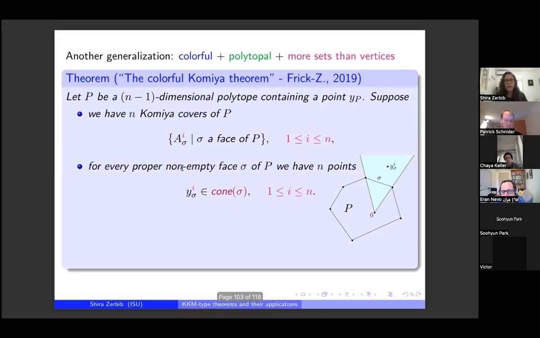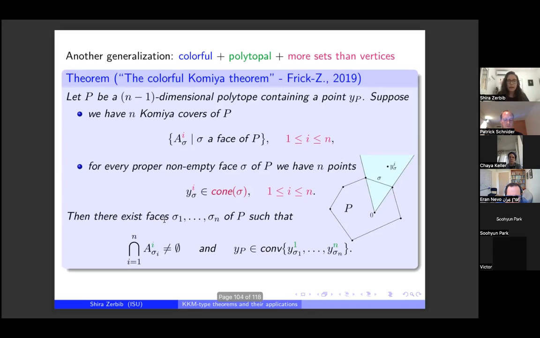And for every proper non-empty face sigma of P, I am choosing n points y sigma i, where i is again between 1 to n. And I don't even have to choose these points in sigma. I can choose them anywhere in the cone of sigma, where the cone of sigma is the collection of rays that go through the origin and intersect this face.